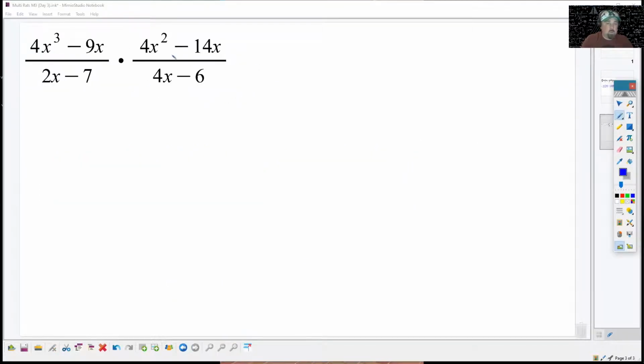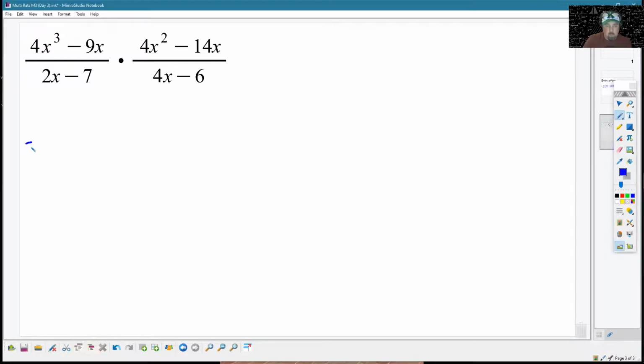One more. This one is a little bit more challenging with the factoring. We've got some common factoring in here, and there's actually going to be a difference of squares in here as well. So let's just be cautious. So 4x to the 3rd minus 9x. First off, they have an x in common, which leaves me 4x squared minus 9. This is where the difference of squares is going to be. 2x minus 7 doesn't have anything in common. It is just 2x minus 7.